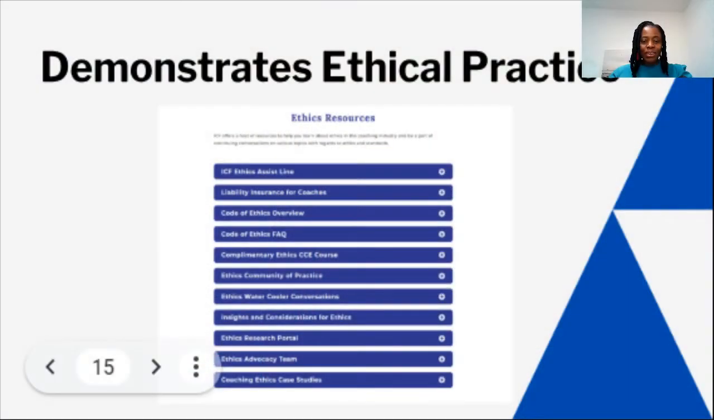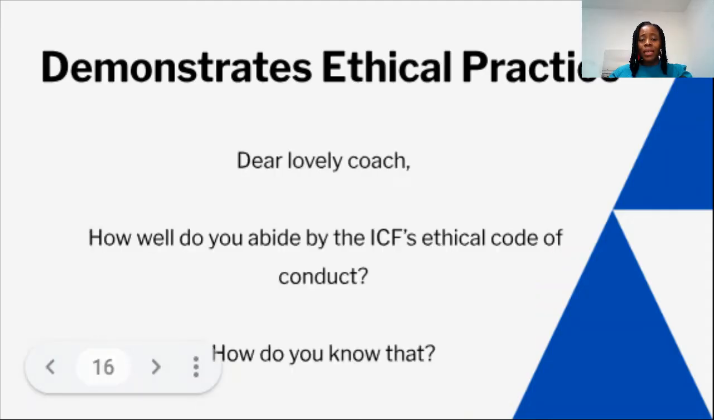When I was preparing this, there was a question that came to my mind. How are you abiding today? Like, if you had to check yourself now, how are you abiding by the ICF ethical code of conduct? Well, in general, we'll be tempted. If you were asking me the question, I would say, yeah, I think I do. Well, it's foundational.